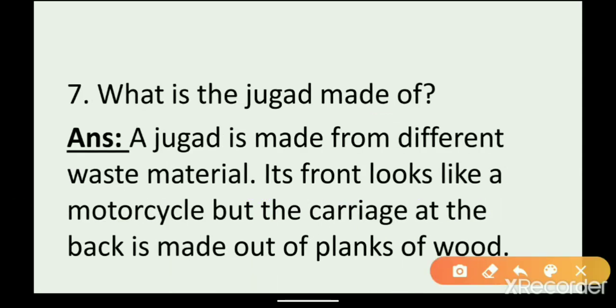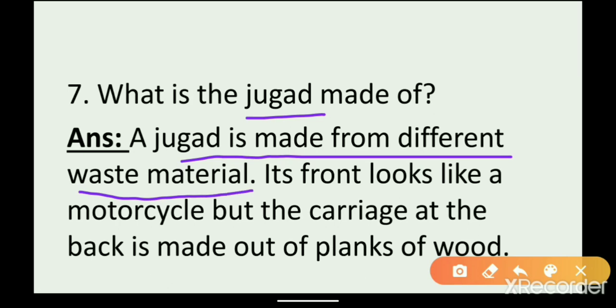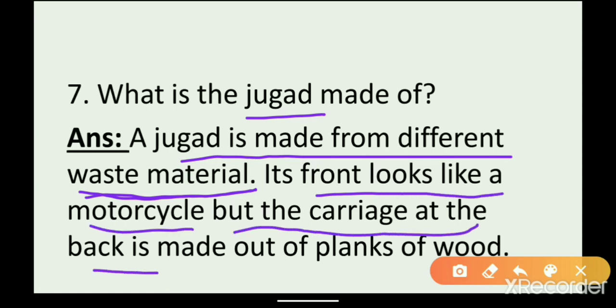Next, what is the jugaad made of? Where do we find jugaad? We find it in Gujarat. So what is it made up of? A jugaad is made from different waste materials. In front it looks like a motorcycle, but the carriage at the back is made out of plank of wood.